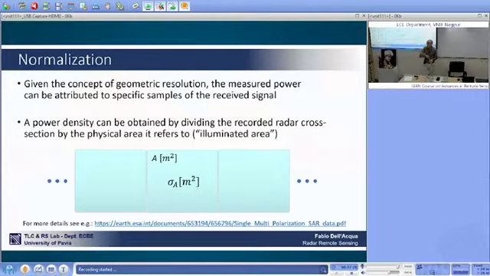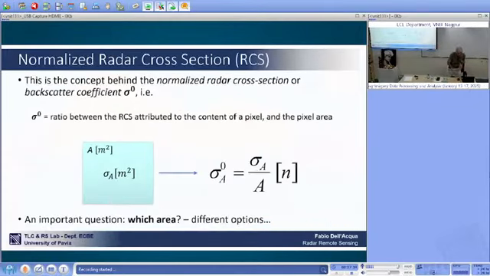I stop here. I don't think this is very interesting for you, but please remember that when someone talks about radar data and it's called density of radar cross-section, that's what they are talking about. And it's typically reported as sigma naught. This is a standard denomination.